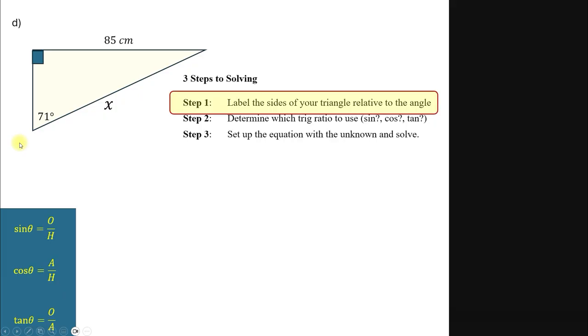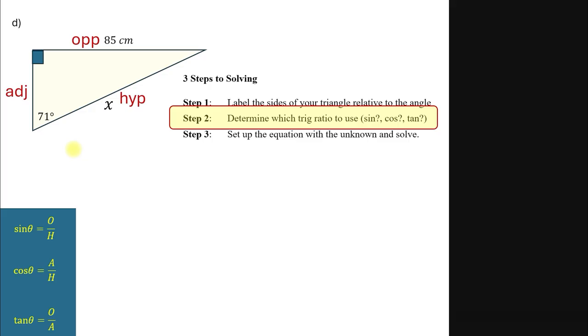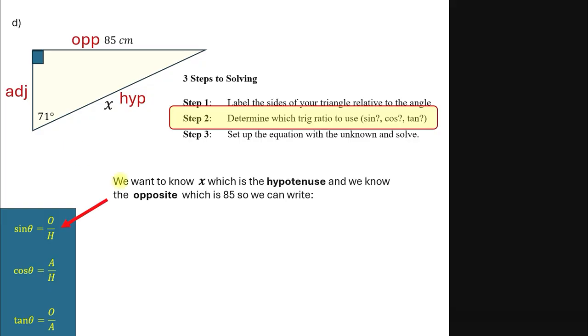In this question, our reference angle is 71 degrees. So relative to that, here are the labels for our opposite, hypotenuse, and adjacent. Step 2, what trig ratio are we going to use? Well, we're given the opposite and we're being asked the hypotenuse. So that means that we'll be using the sine trig ratio.